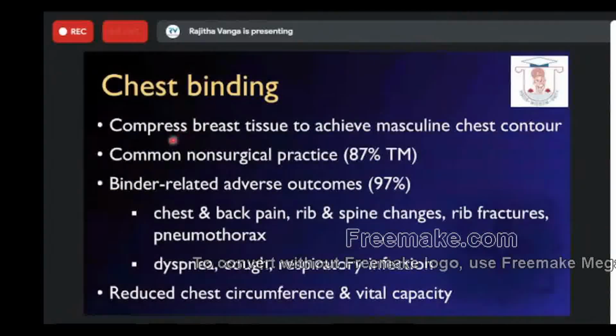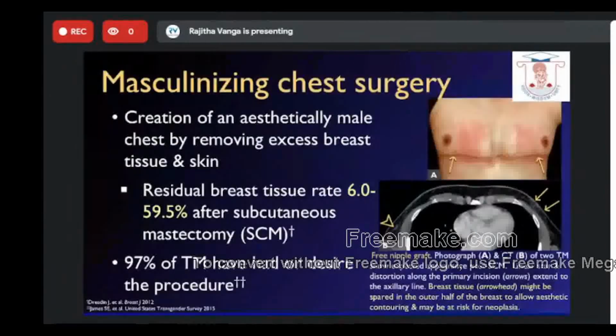Next, about chest binding. We saw about top surgeries in feminizing. Now we are going to see the masculinizing top surgeries. Chest binding is compression of breast tissue to achieve the masculine chest contour. So masculinization can be done just by binding. Suppose the binding fails, they can undergo mastectomy, removal of breast tissue.